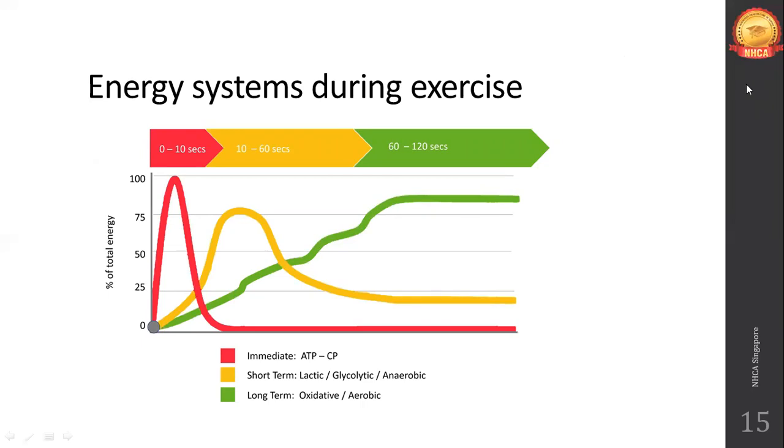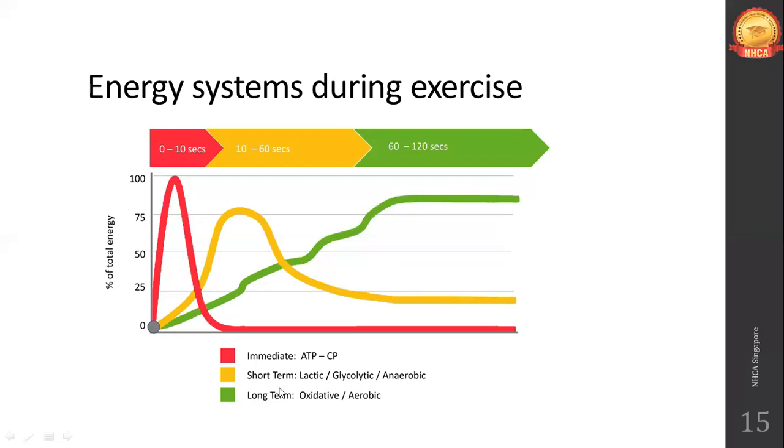These are the energy systems during exercise. Three types of energy system: anaerobic, aerobic, and ATP-CP. In the first few seconds of a high intensity exercise, your energy is from the ATP-CP source, where the muscle glycogen is being depleted. For short term and moderate intensity exercise, the anaerobic system will give you the energy.